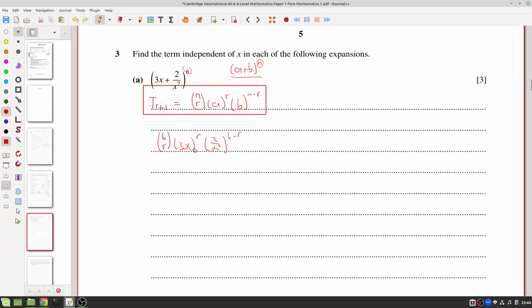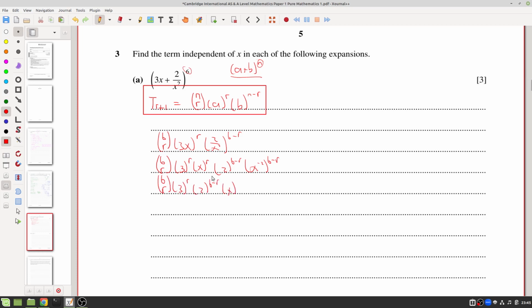Okay, now what we want to do is split these things up so that we have x to the power something by itself in the end. So let's keep the 6 choose r, split this up into 3 to the power r, x to the power r. This one is going to be 2 to the power 6 minus r, and then x squared, we can take that to the top to become x to the power negative 2, to the power 6 minus r. Now let's collect our x's. So we have 6 choose r, 3 to the power r, 2 to the power 6 minus r, and then we've got all our x's.